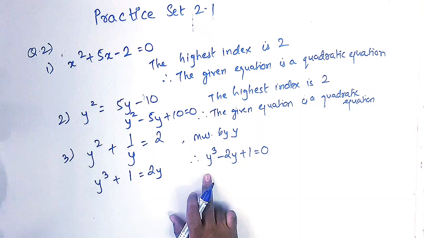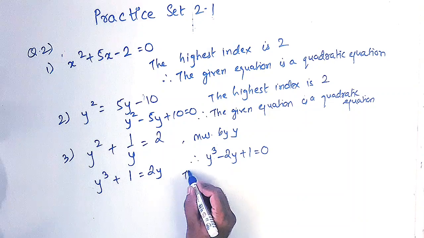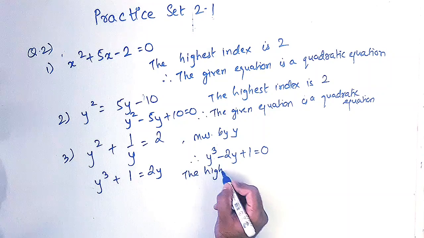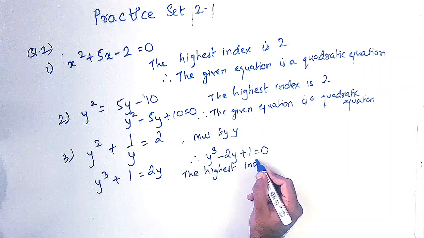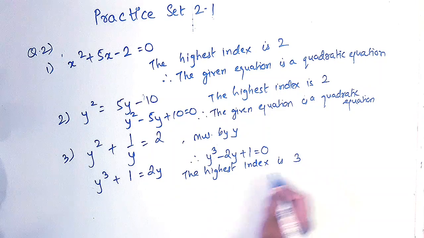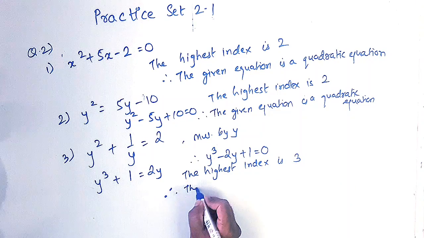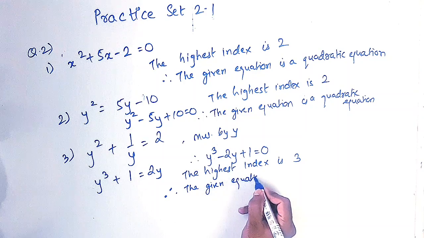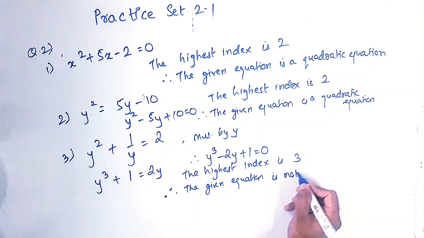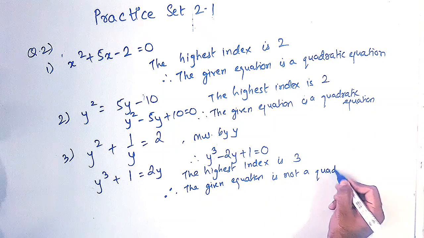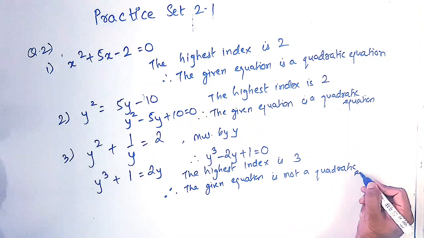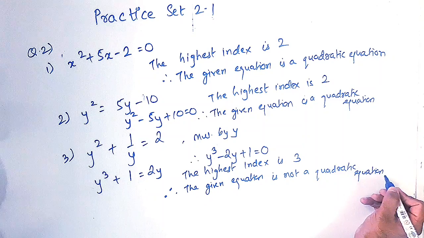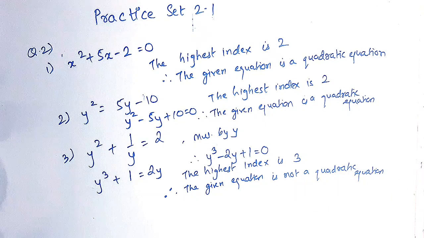Now, as you can see, the highest index is 3. Therefore, the given equation is not a quadratic equation. Quadratic equation means the highest power has to be 2, not more than 2, or not less than 2.